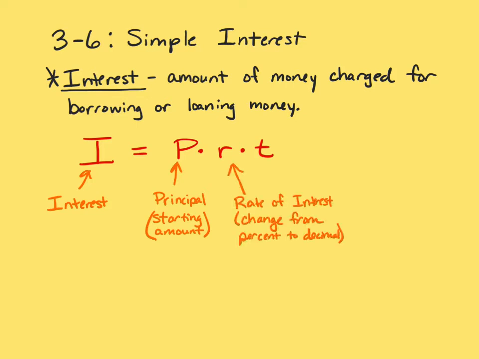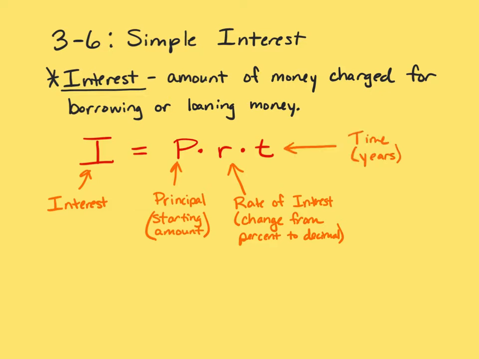R stands for rate of interest. You'll see this given as a percent, and you'll need to change that value from a percent to a decimal by moving 2 places left when plugging into this equation.